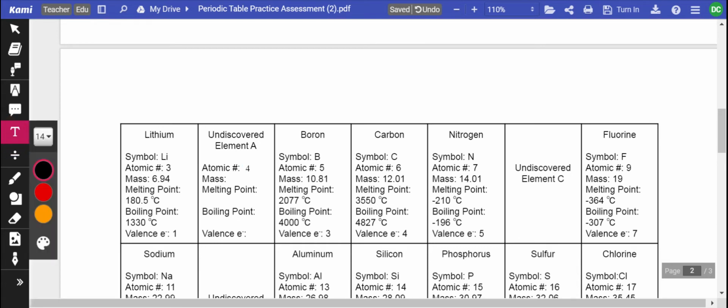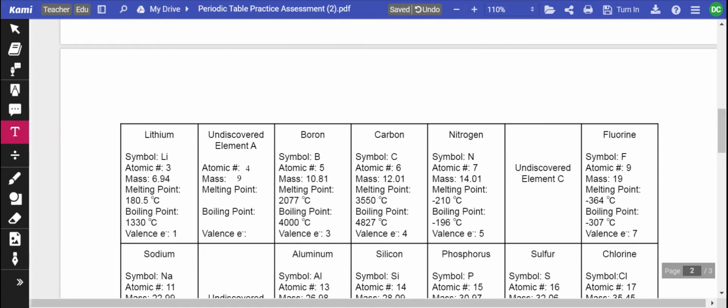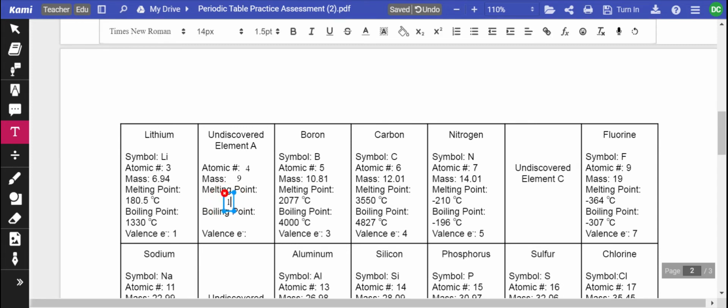Now there's a range of possibilities here. I would count 8 correct. I would count 10 correct, okay? Because we're just estimating with our predictions. The melting point would be about in the middle between 180.5 degrees Celsius and 2077 degrees Celsius. So the midpoint would be about 1,100. If you were to put something a little larger, something a little smaller, that would be fine as well. There is a range of correct answers.